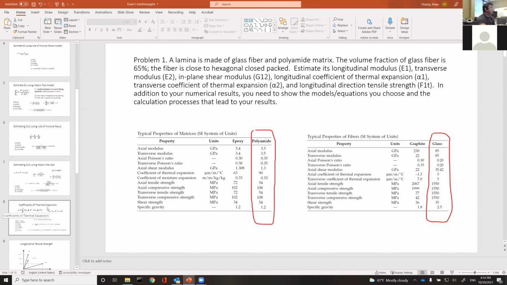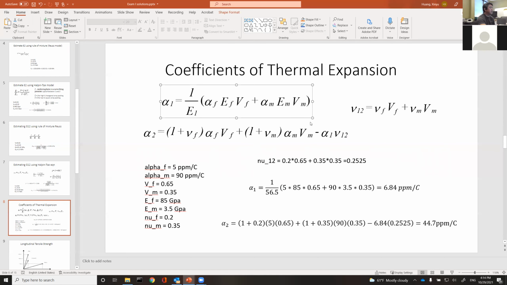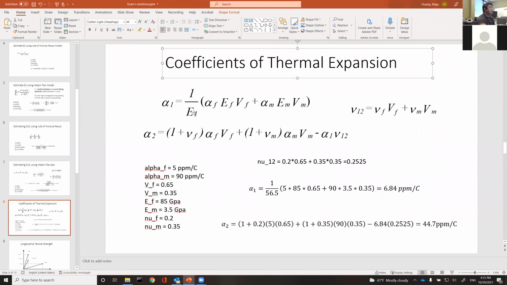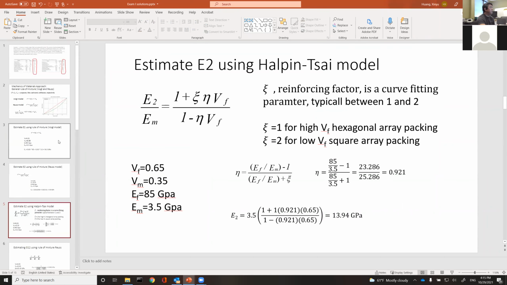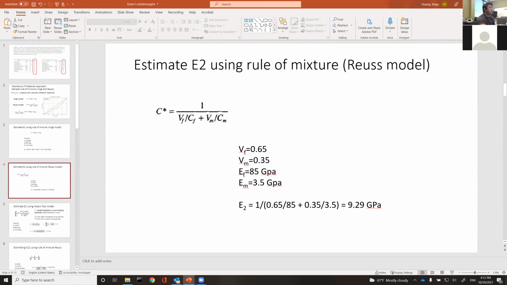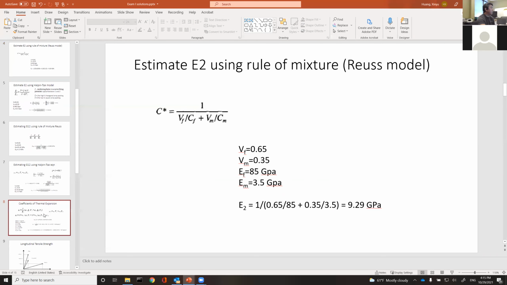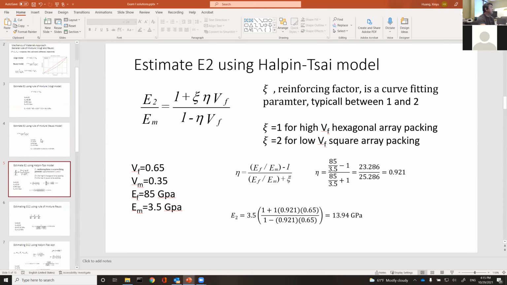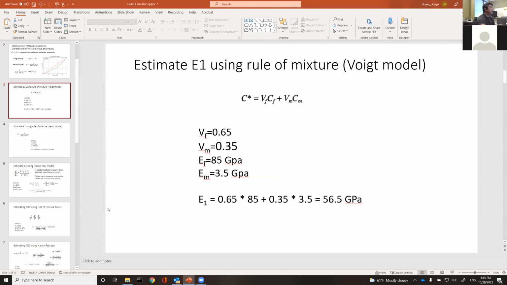All right, to do that, we use the micromechanical models. This is also given in the lecture slides. There's one equation for alpha 1, another equation for alpha 2, and this is the fiber direction thermal expansion. This is the transverse. As you can see, you need a modulus. You need E1. So we need to use the E1 we predicted right here to calculate alpha 1. We need this number. Oh no, that's E2. E1 is 56.5.